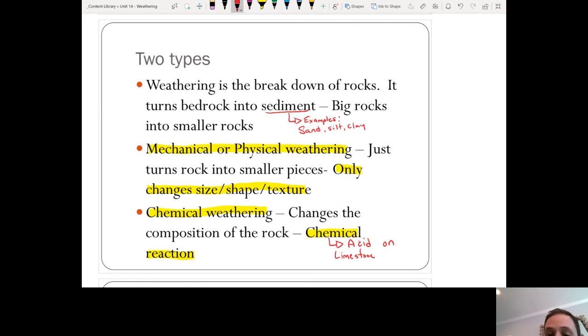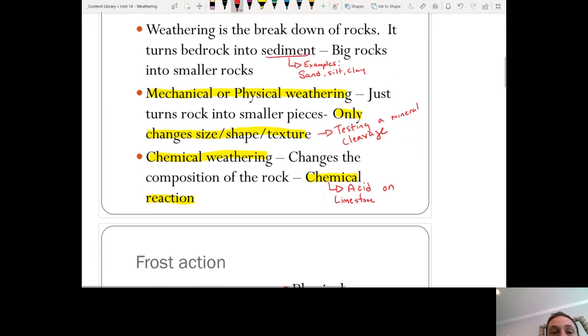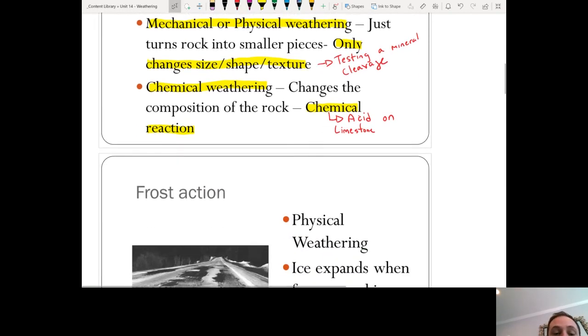And with mechanical weathering, if you were thinking we were testing a mineral's cleavage, you're right. We broke the mineral with the hammer. It broke into many different pieces, but at the end of the day, there was no chemical reaction. The mineral just got smaller and turned into different shapes. So now what we're going to do is go over each type of mechanical and chemical weathering.